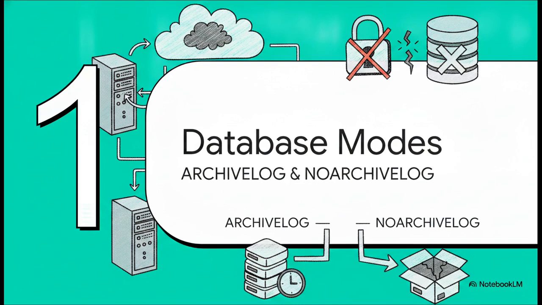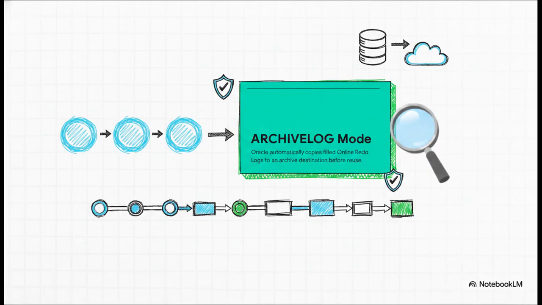All right, let's jump right into Section 1, Understanding the database modes. First up, we have archive log mode. Think of this as your ultimate safety net. You see, as a database processes transactions, it writes them down in what are known as online redo logs. When you're in archive log mode, Oracle automatically copies every single filled redo log into a separate archive log destination before that original file is allowed to be overwritten and reused. It's like keeping a perfect, unbroken, historical chain of every single transaction that's happened.